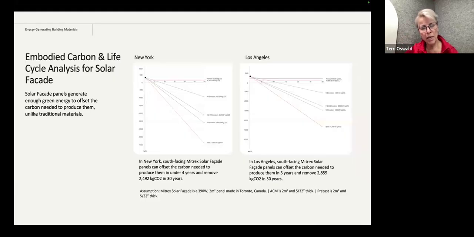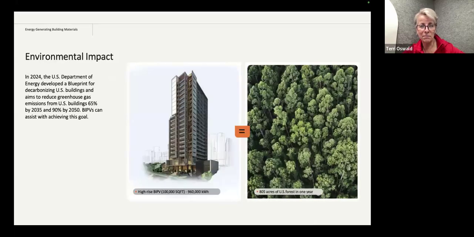So embodied carbon is something we get asked about all the time. Fact is, solar facade panels generate enough green energy to offset the carbon needed to produce them, unlike traditional materials. Okay, so 5 years or less, and that issue is taken off the table. The environmental impact is pretty clear. You can take 100,000 square feet and apply BIPV and have almost a megawatt of power, or get a lot of shovels, and I hope you have a lot of time because we've got to plant, you know, a lot of trees, right?